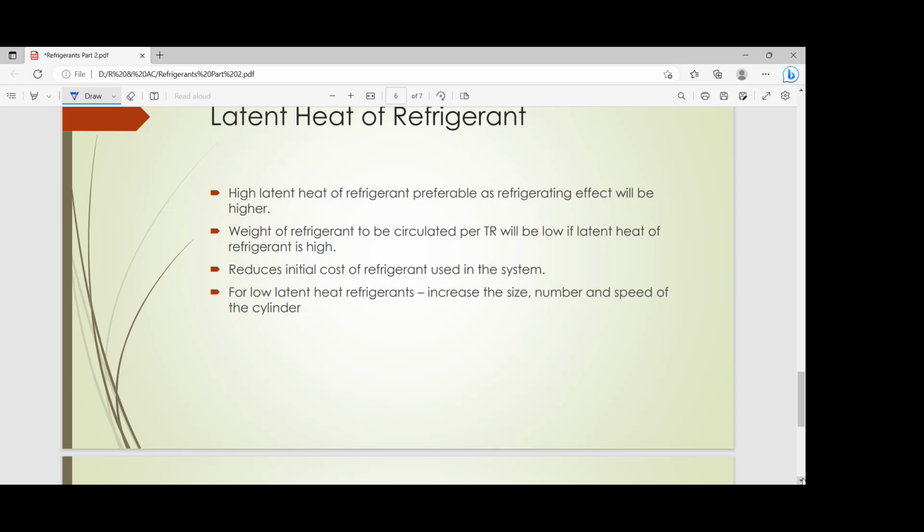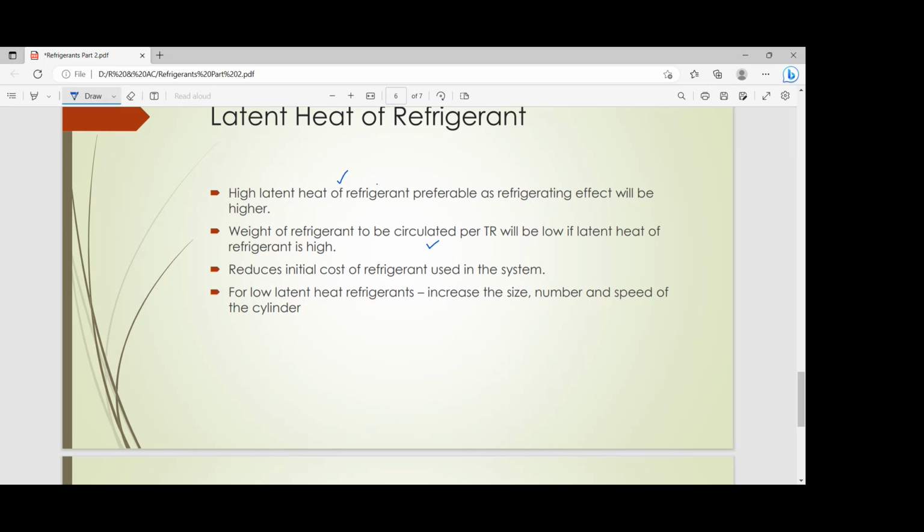Latent heat of refrigerant. Obviously, we want the latent heat of refrigerant to be as high as possible, because the higher the latent heat of refrigerant, the more heat I am going to extract from the refrigerated space. I can extract a lot of heat from the cold storage space, or the space from which heat is supposed to be removed. And when I have a high latent heat of refrigerant, I need not supply or pump in a large amount of refrigerant. The weight of refrigerant that has to be circulated per ton of refrigeration will be low if the latent heat of the refrigerant is high.